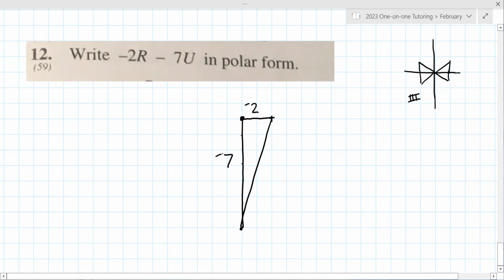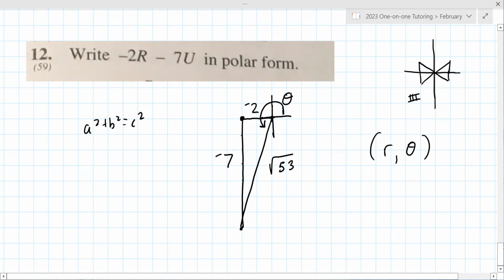So we need to find the hypotenuse. Actually, these are negatives, but we need to find the hypotenuse. So that's the a squared plus b squared equals c squared, square rooted. So you square 2, which is 4, square 7, which is 49. It's the square root of 53 here. And if you think of r comma theta as your polar form, that means your r is square root of 53. The angle starts from the origin positive and you go counterclockwise this direction. That's your angle.